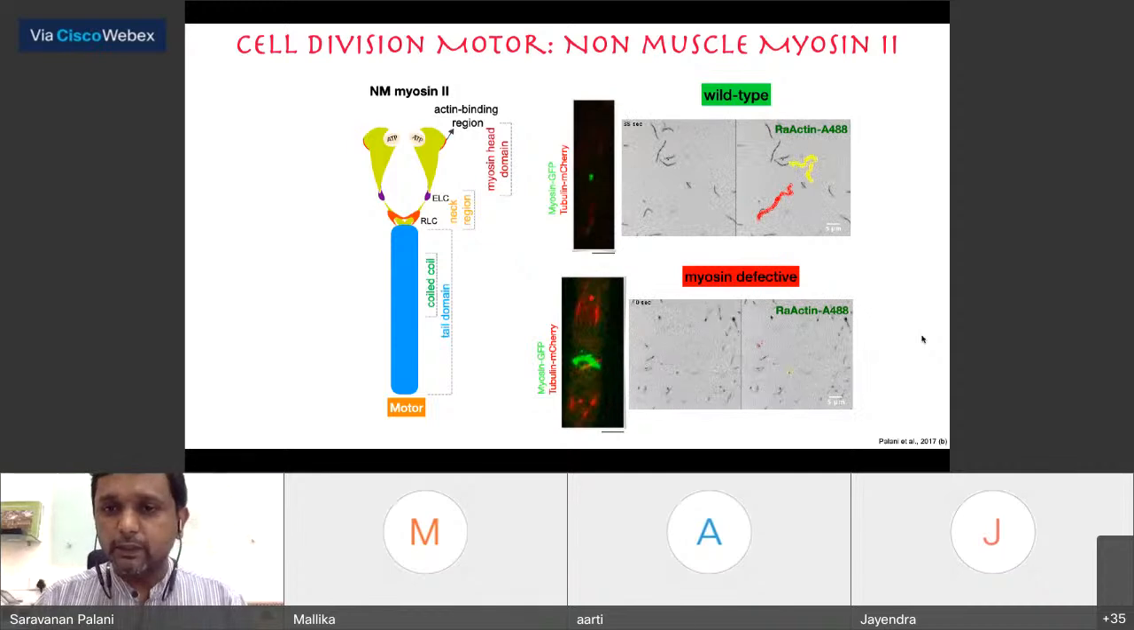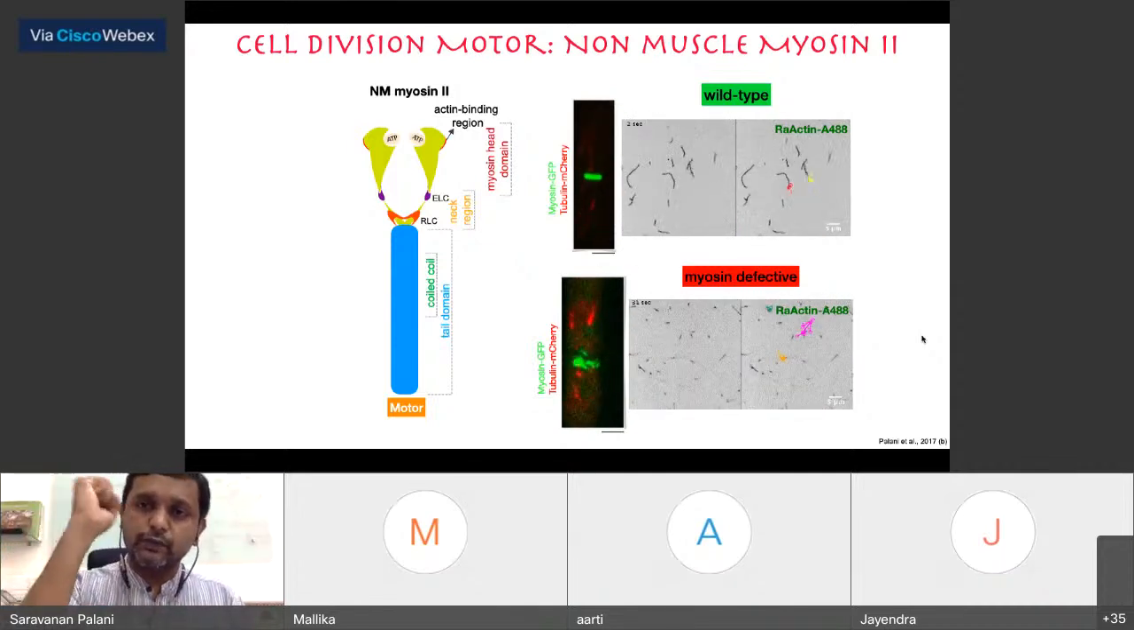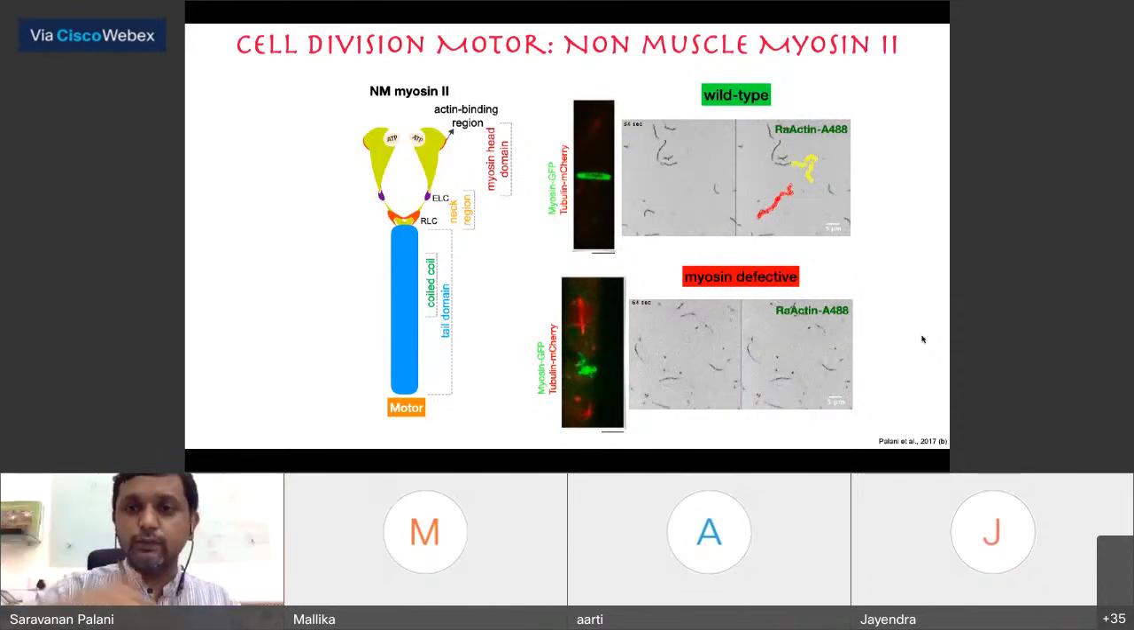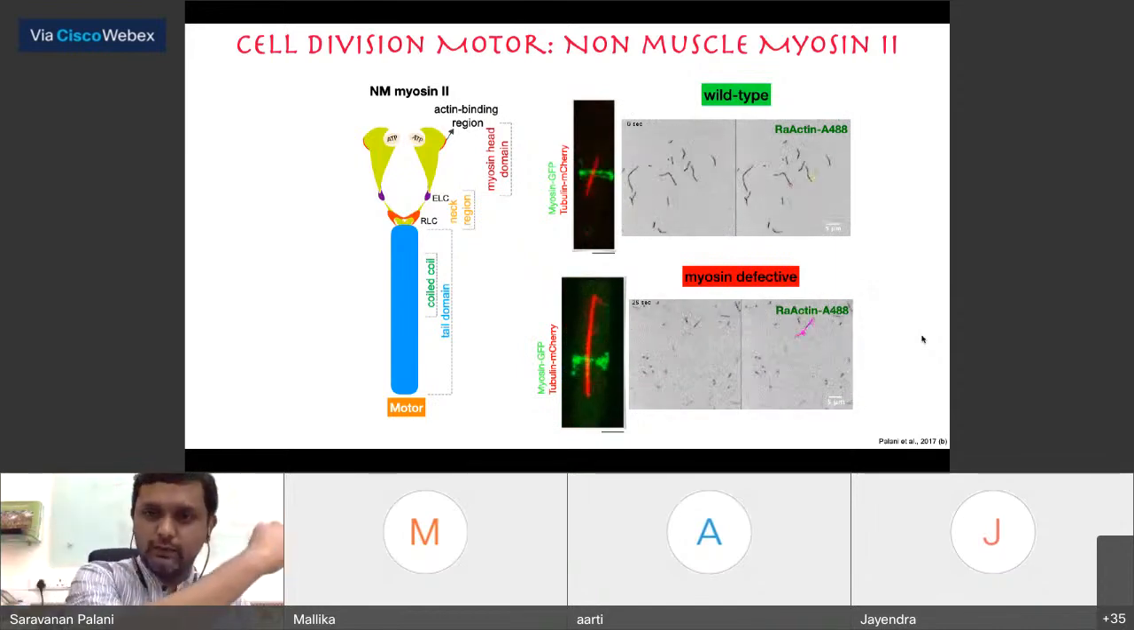As you can see on the top in the wild type, you can also see the tracking: the actin has been captured by the myosin and keeps moving. You can see the actin filaments swimming through, because the wild type myosin is able to attach to the actin and move the actin filaments.